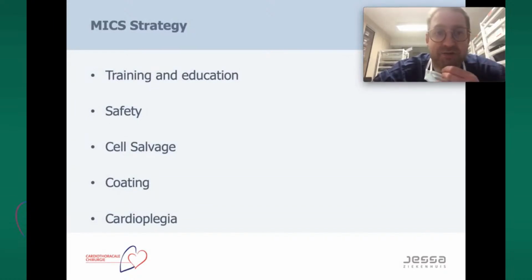The strategy is also training and education for all the members of the team. All the stakeholders need to be trained and educated in minimal invasive cardiac surgery and minimal invasive extracorporeal circulation. As a perfusionist, you also need to know every step of the surgery, the critical points, and where you need to be aware. That is where safety comes in. In my opinion, that's the most important thing.